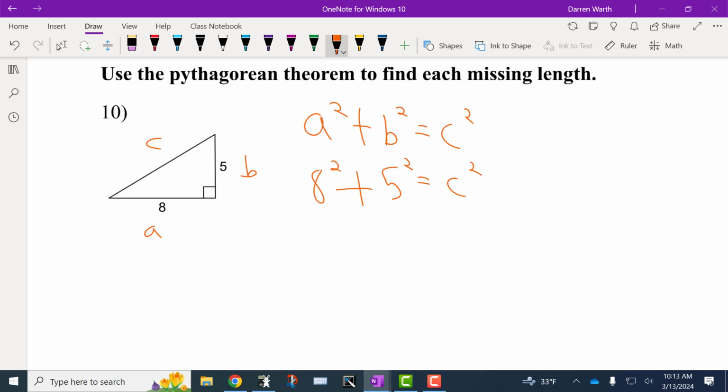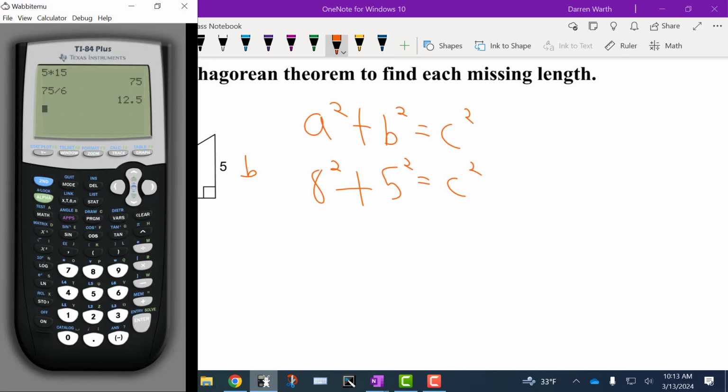So now I just need to take 8 squared. So 8 squared, take your calculator. If you can't remember what 8 squared is, just hit 8, hit your squared key, hit enter, so that's going to be 64. Now take 5 squared, which is going to be 25, all equals c squared. Now we're just going to go and add those two together. So 64 plus 25 is equal to 89, all equals c squared.